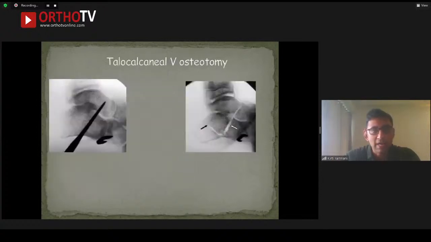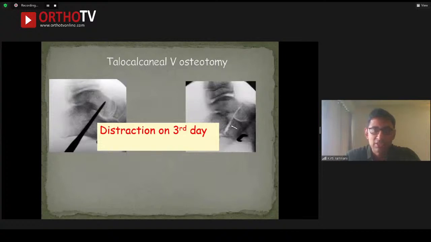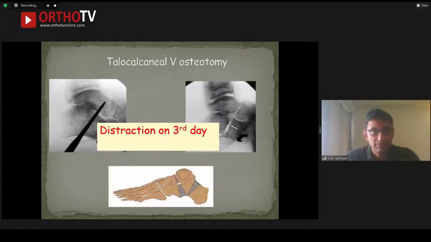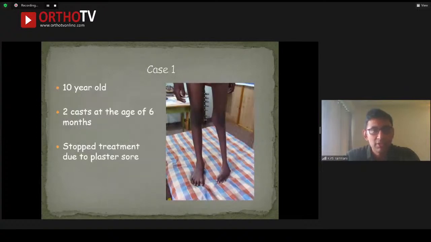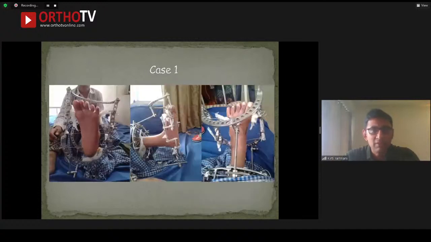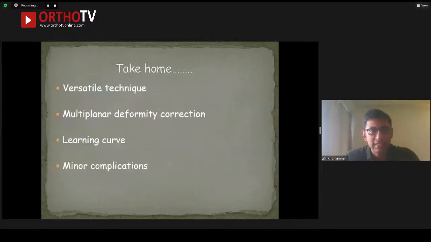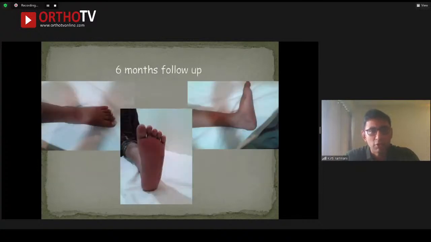In this osteotomy, you have to start distracting on the 3rd day because these are cancellous bones, and one of the main problems is premature consolidation. So you start distraction on the 3rd day. I'll just conclude my talk with a case. This was a 10-year-old child. He was a late presenter, with untreated club feet, and we applied an Ilizarov frame with percutaneous soft tissue releases, and this was his 6-month follow-up.